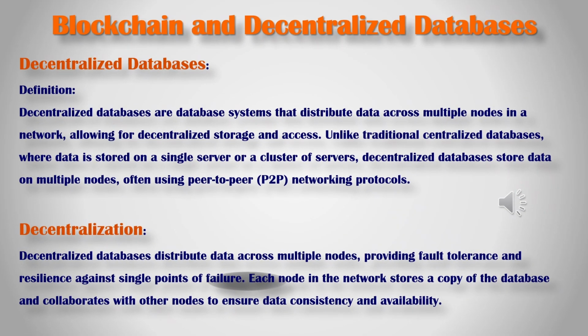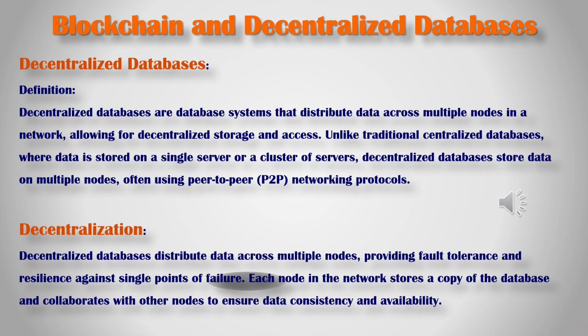Decentralized databases. Definition. Decentralized databases are database systems that distribute data across multiple nodes in a network, allowing for decentralized storage and access. Unlike traditional centralized databases, where data is stored on a single server or a cluster of servers, decentralized databases store data on multiple nodes, often using peer-to-peer (P2P) networking protocols.